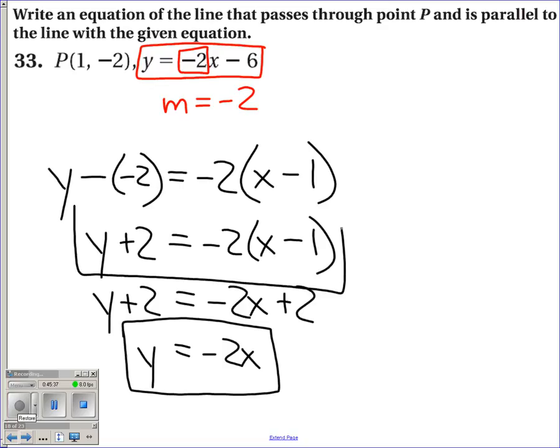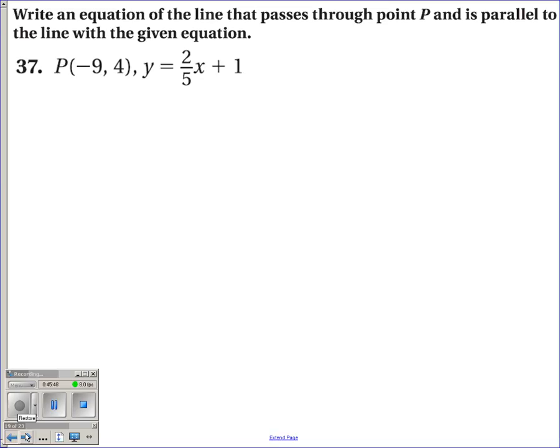Here is point slope. If it doesn't ask you or tell you to put it in a certain form, leave it in point slope form. Why do more work? Let's continue with 37.